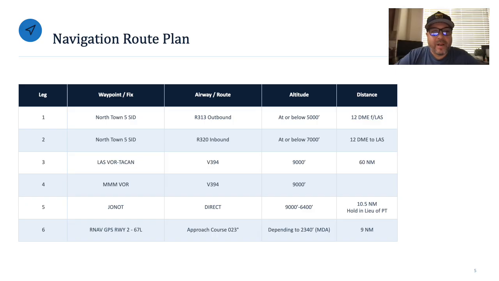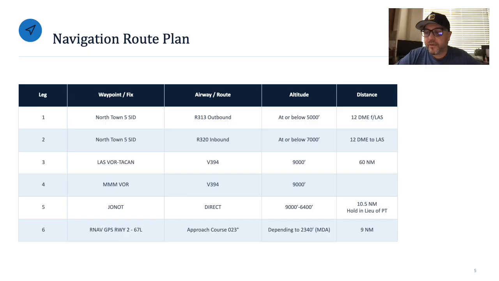So our navigation route plan, that's Northtown 5 standard instrument departure. Once we depart out of North Las Vegas, we fly 250 heading and rejoin that 313 radial outbound from the Las Vegas VOR. That's a north departure, at or below 5,000 feet.